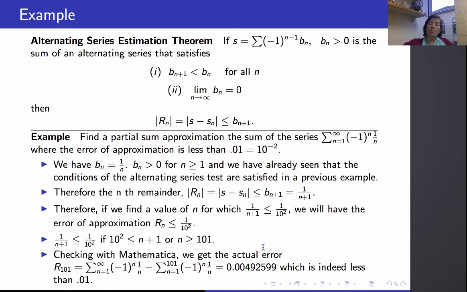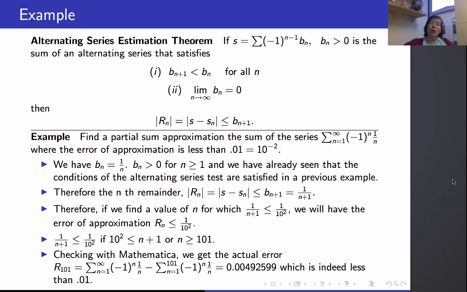Obviously, this is not a partial sum that you would calculate by hand. Your computer would do that for you. And in fact, in Mathematica, we can compute the sum of this series. In fact, probably somewhere in your notes, I talk about the sum of this series. And the true value of the error here, the absolute value of the remainder, is 0.00492599, etc. And this is indeed less than 0.01, and as with Simpson's rule, we see that we're being a little bit conservative here about the error. The error is actually quite a bit less than the 1 over 10 squared.